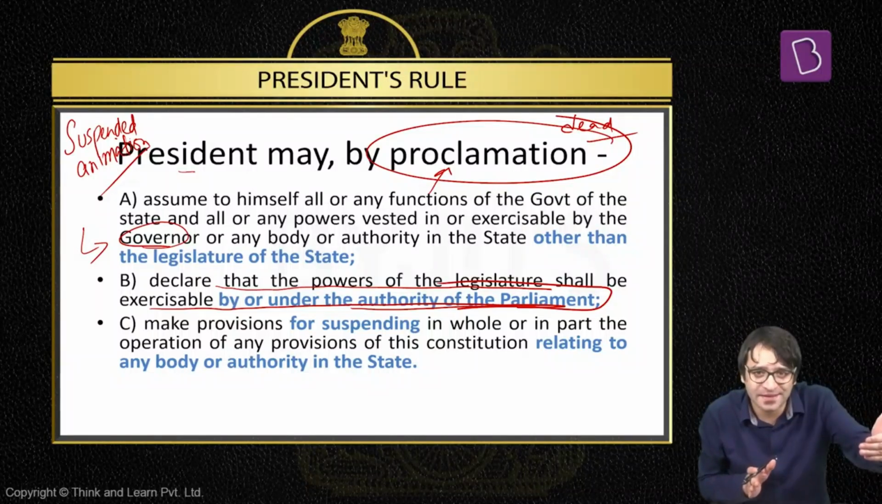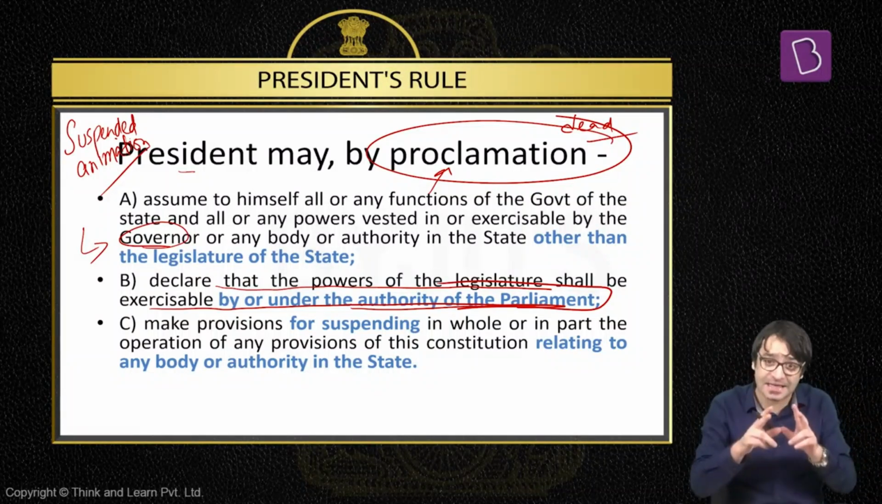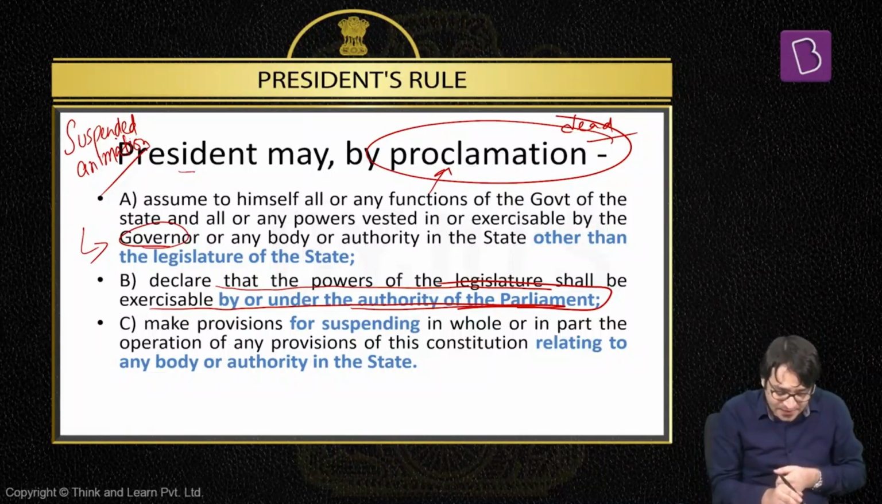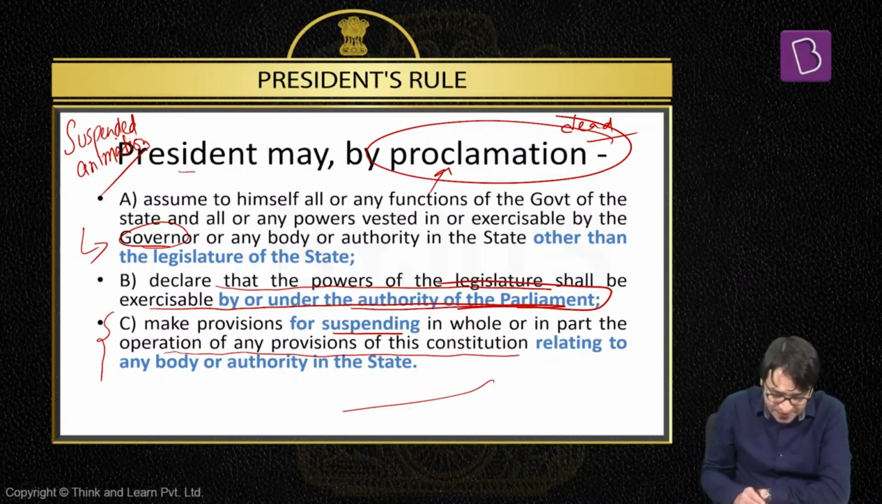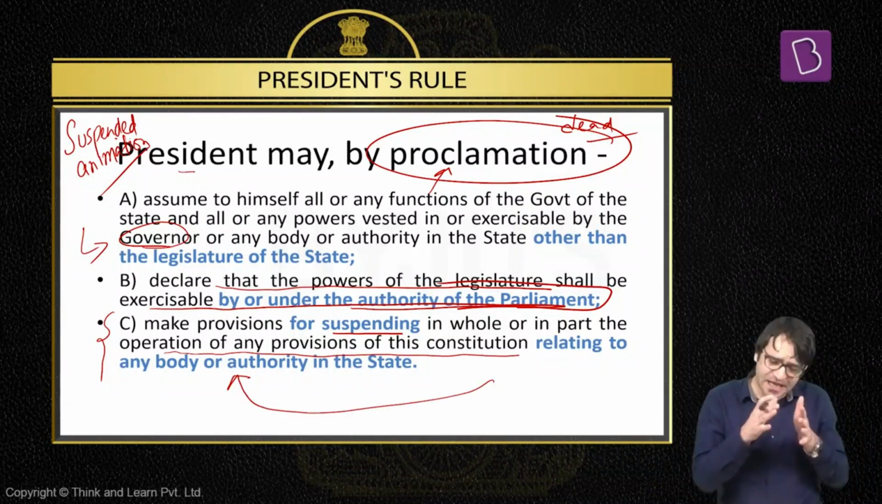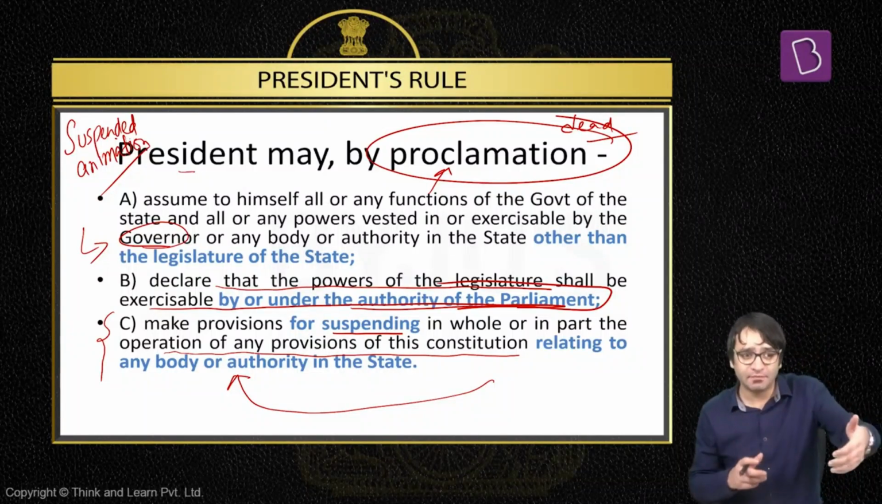That means during president's rule, you also make laws for Punjab. That's something else that can happen because of president's rule. And the third thing, president in his proclamation, very important point. He may make provisions for suspending, either in whole or part, in operation of any provisions of this constitution relating to any body or authority in that state. That means any provision of Indian constitution in its application to Punjab, which is placed under president's rule.